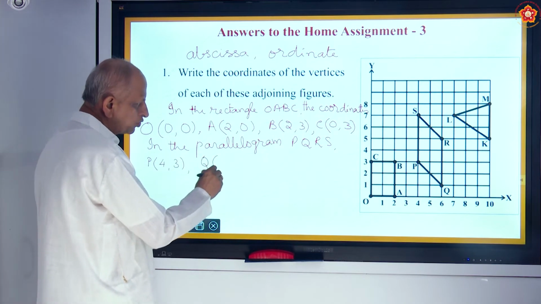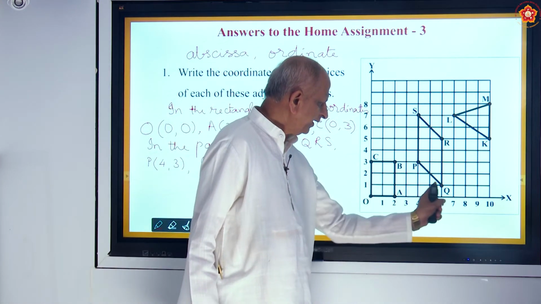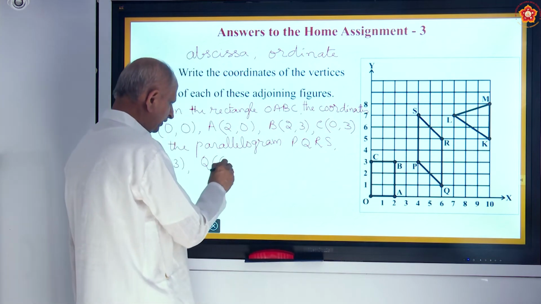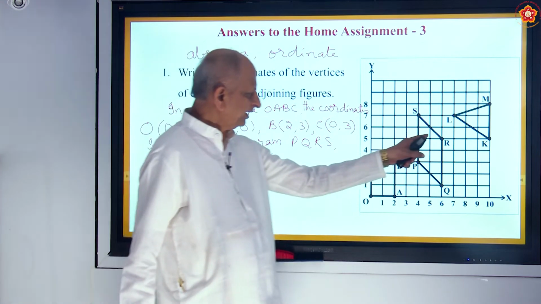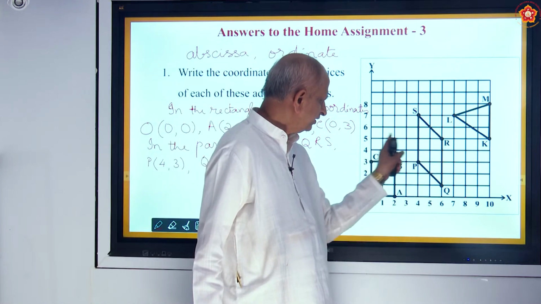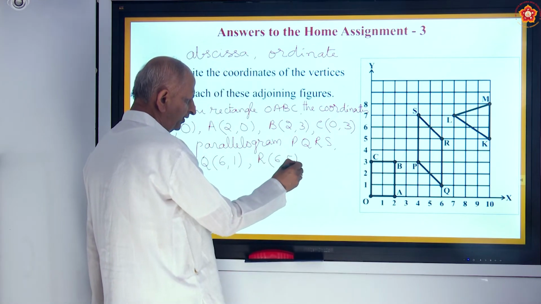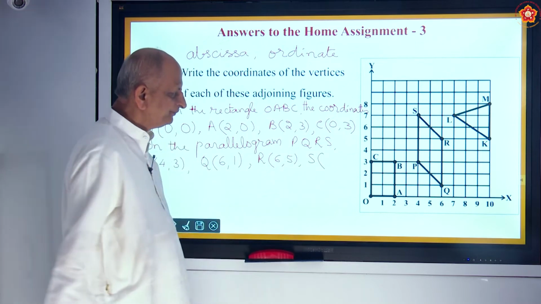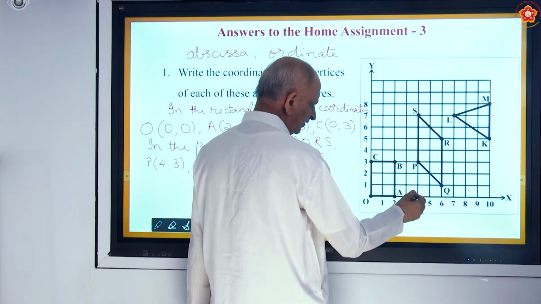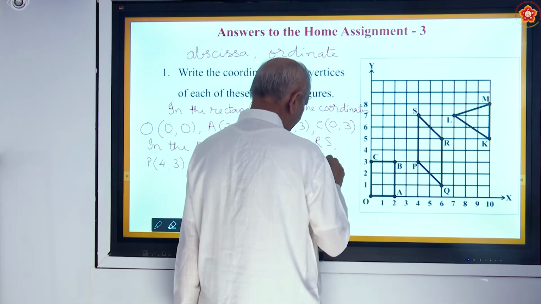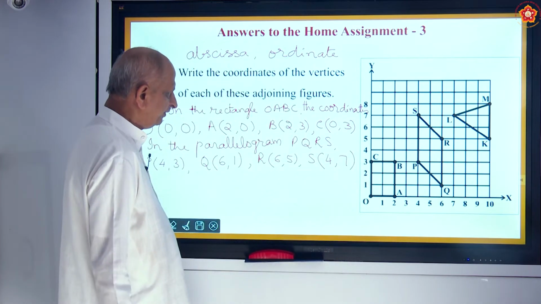What about Q? Q is here. X-axis 6, y-axis 1. You call it 6, 1. Point R. R is here. X-axis 6, y-axis 5. Now you can write S easily yourself, right? Can you write? Okay. See, S is x-axis 4, y-axis 7. 4, 7. So these are the coordinates of the parallelogram.